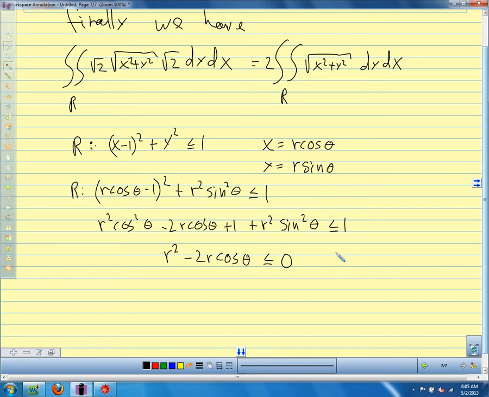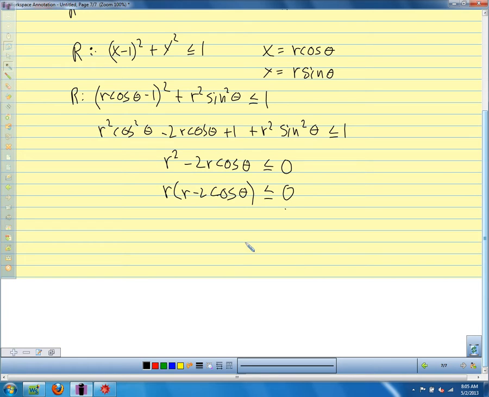So we're trying to find our limits on r and theta here. I'm going to factor out an r. r times r minus 2 cosine theta is less than or equal to 0. I said 0, wrote 1. So we're going to say that r doesn't equal 0. r equals 0 is at our origin, so we're going to ignore that part. So we have r is less than or equal to 2 cosine theta. So in polar coordinates, our region is r is less than or equal to 2 cosine theta.